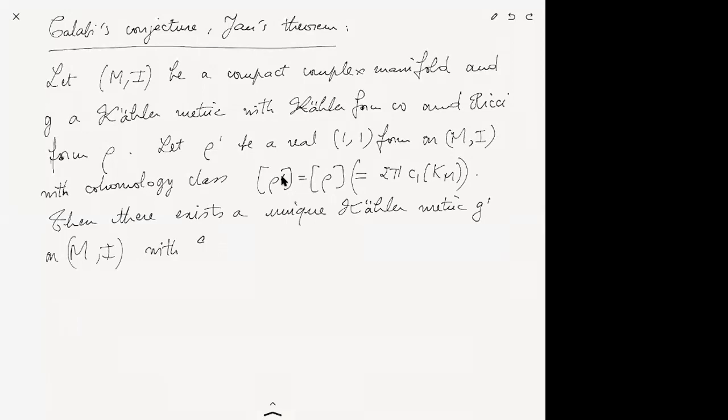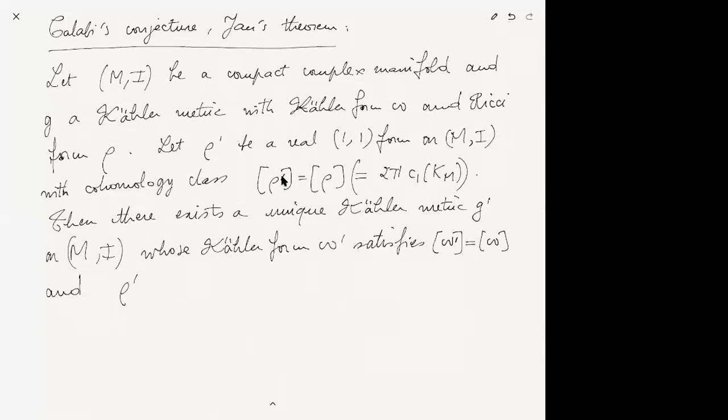whose Kähler form omega prime satisfies that the cohomology class of omega prime is equal to the cohomology class of omega, and such that rho prime is the Ricci form for g prime. Okay, so what are you saying here?